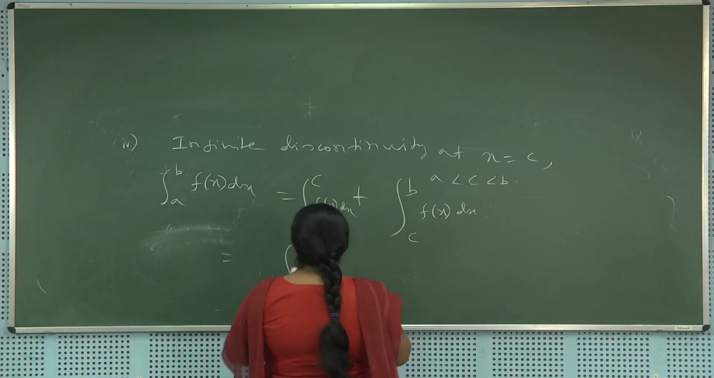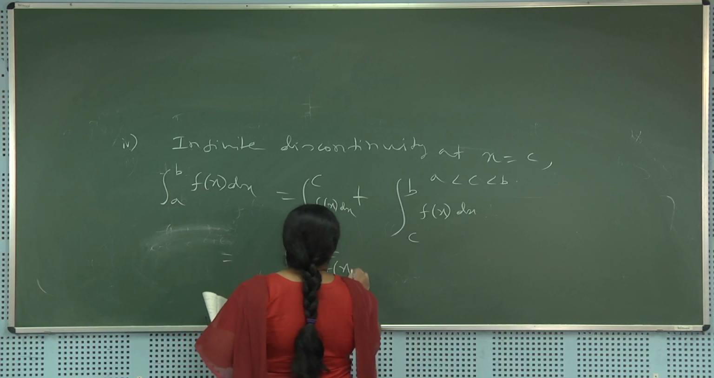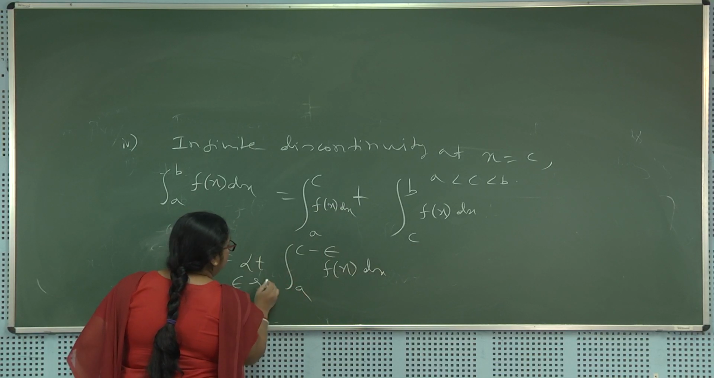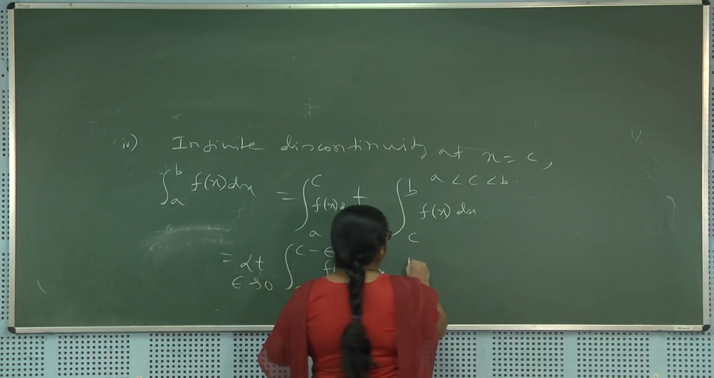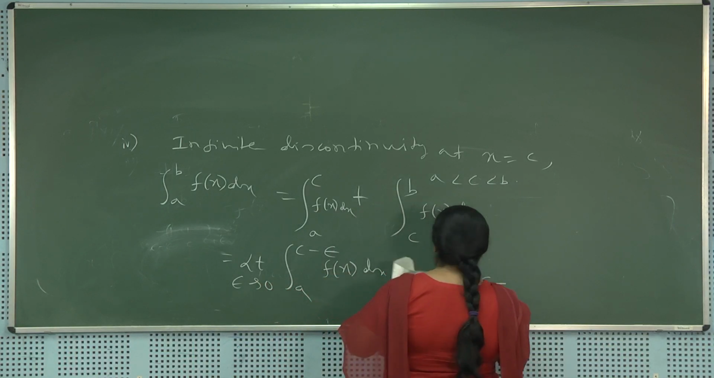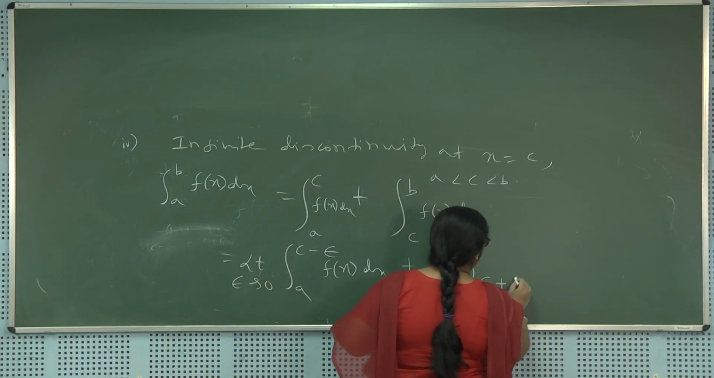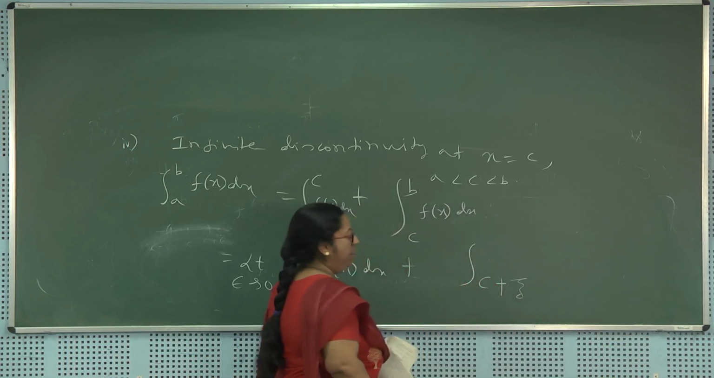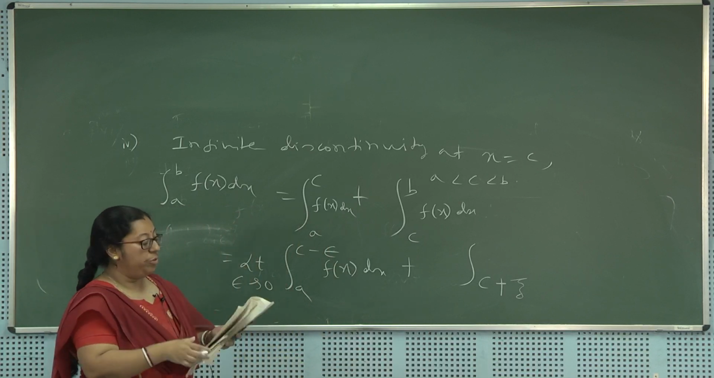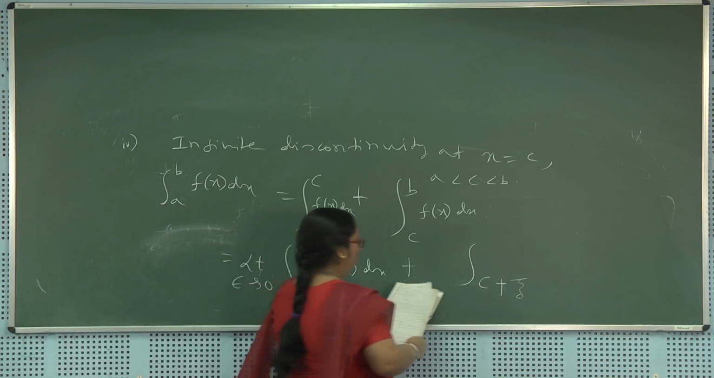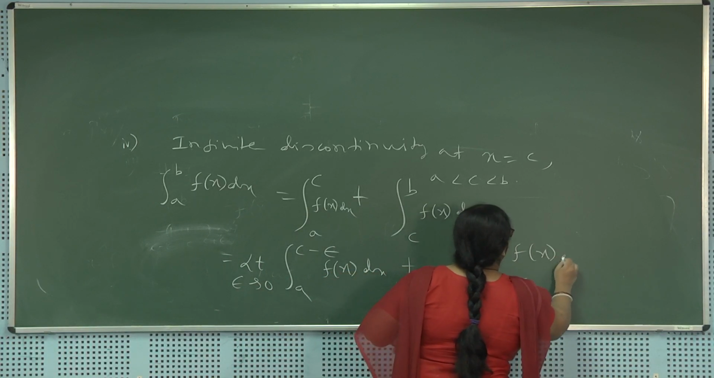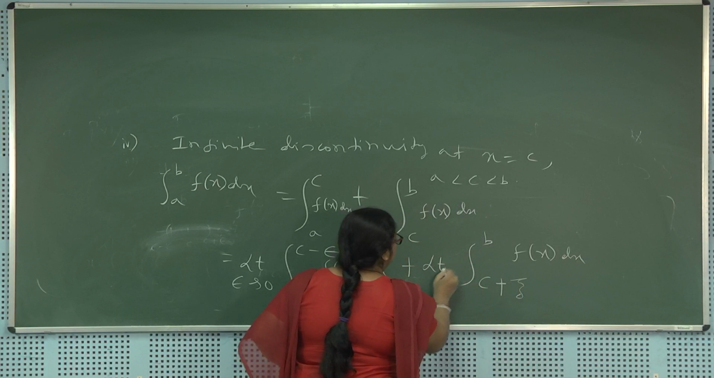So, c minus epsilon f x dx, limit epsilon tends to 0, plus again. So, this c is in the lower limit. So, it is c plus zeta, because in the lower limit it is c plus. Generally, we do not put the same epsilon, because they both may approach 0 separately or independently. So, right. So, this to b f x dx, limit xi tends to 0.